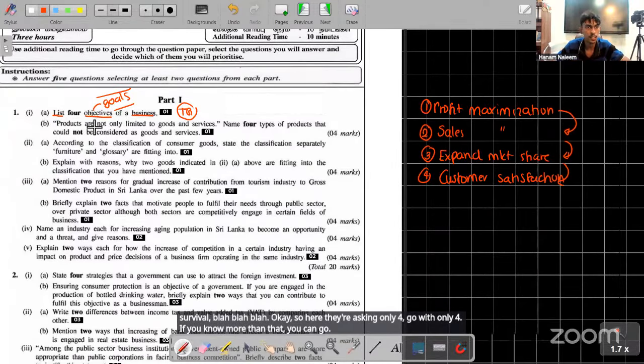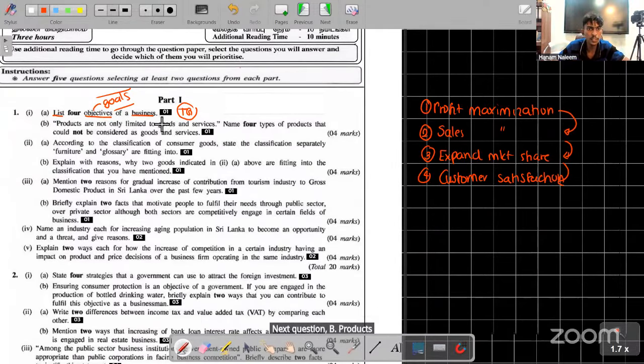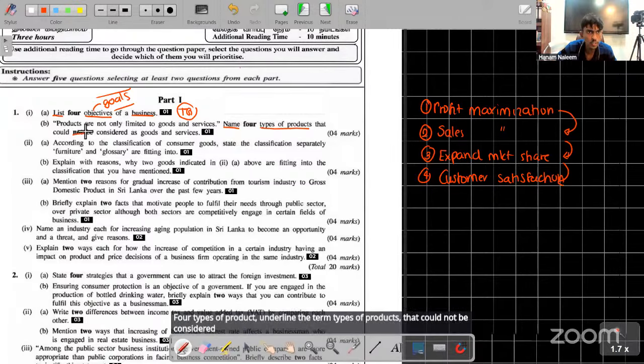Next question. B. Products are not only limited to goods and services. Name four types of product. Underline the word name. Four types of product. Underline the term types of products that could not be considered as goods and services. Underline the word not also. Fine.